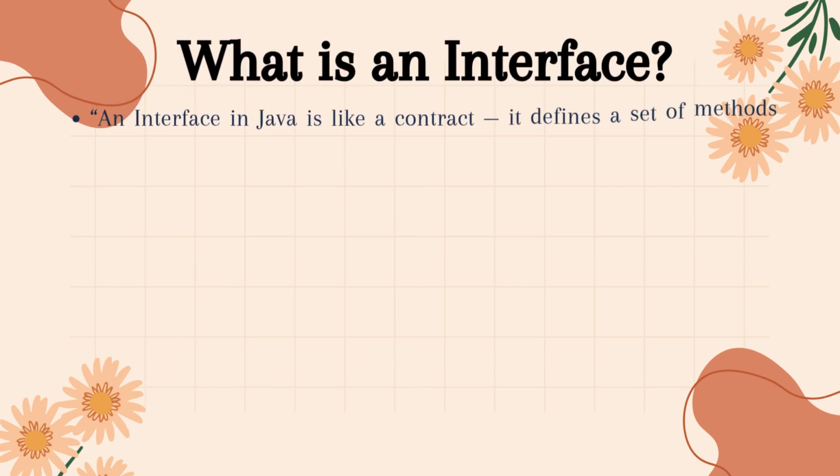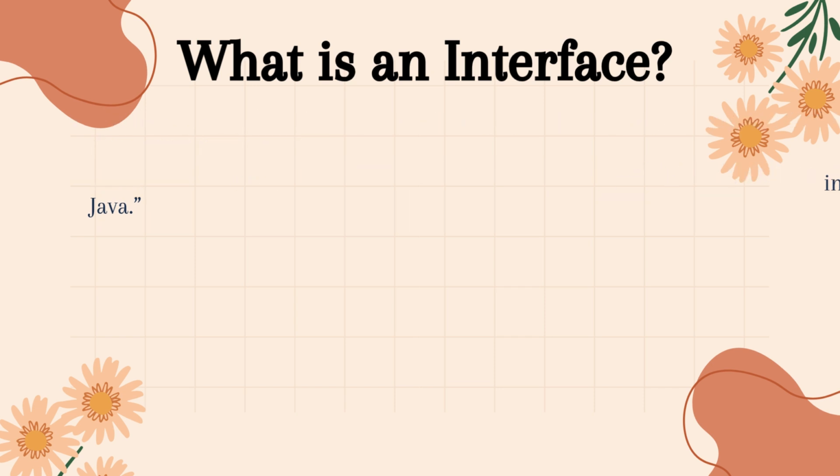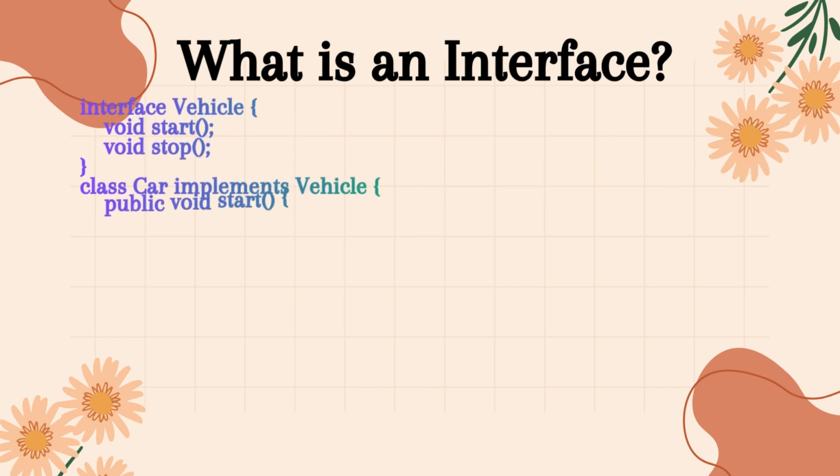What is an interface? An interface in Java is like a contract. It defines a set of methods that a class must implement. Interfaces are used to achieve 100% abstraction and multiple inheritance in Java. Now let's understand this interface example in Java.